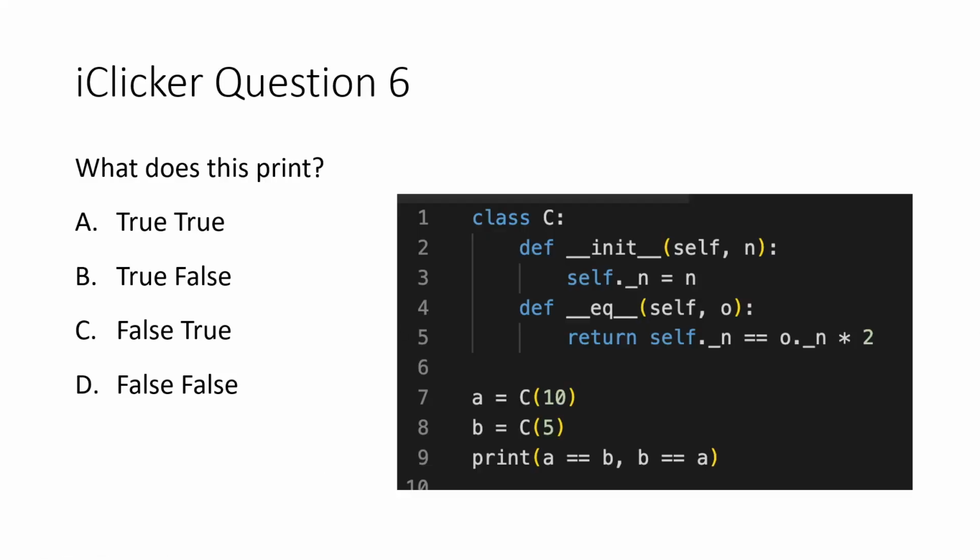So 31 responded. Let's see the results. The correct answer is B. The first one, A equal B, returns true. But if you type B equal A, it returns false. So the correct answer is B, and let me explain why.